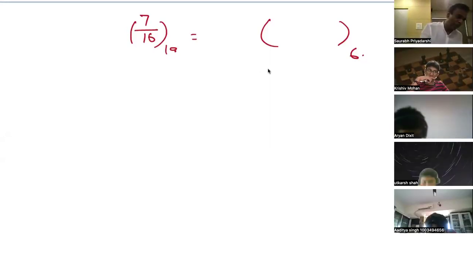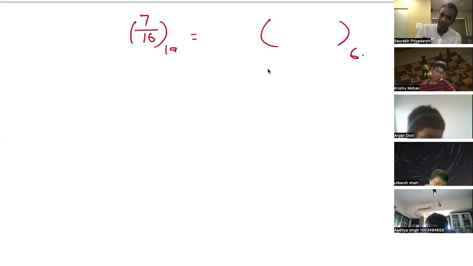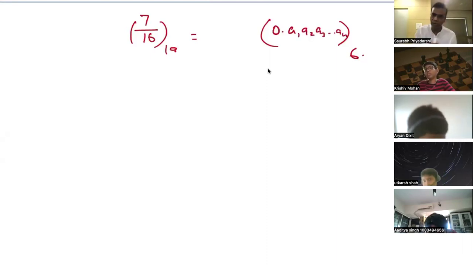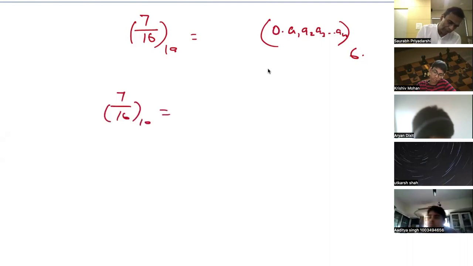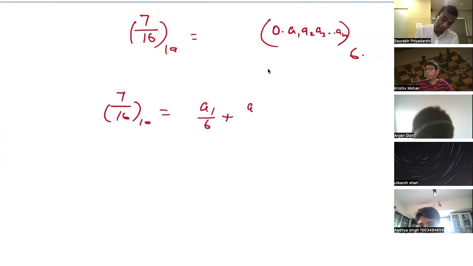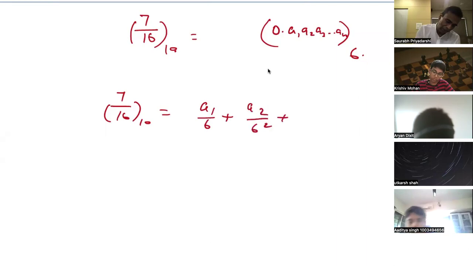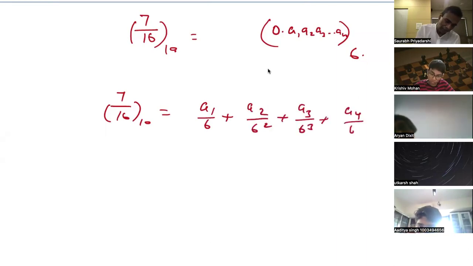See, when we have to get these fractions, we know that this 7 by 16 as a fraction, we assume that this is 0.A1 A2 A3 up to AN. I'm not knowing where this will terminate, so I'm writing the complete number. So 7 by 16 with base 10, I'm writing as A1 by 6 plus A2 by 6 square plus A3 by 6 cube plus A4 by 6 to the power 4 plus A5 by 6 to the power 5. I don't know where this will end, but this is the number. Is this okay?